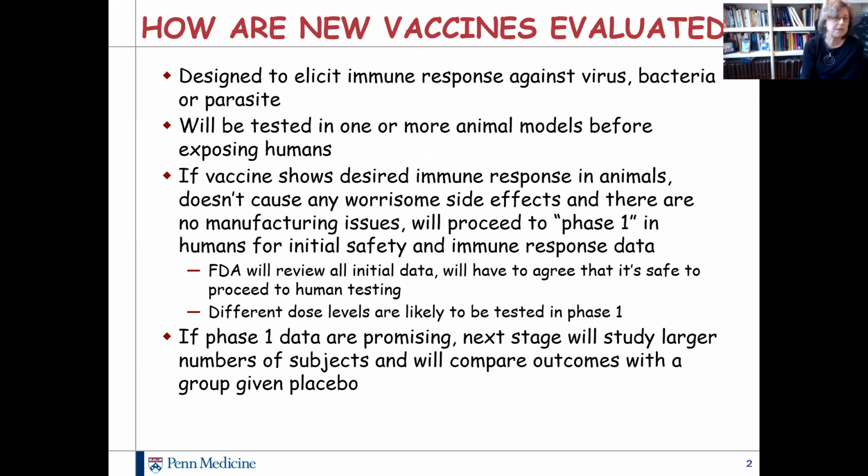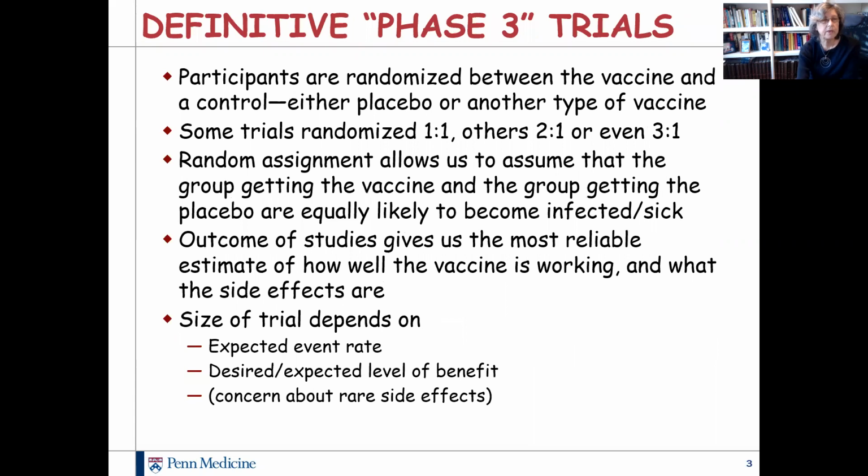Often different dose levels will be tested in phase 1. And if that's promising, the next stage will study a larger number of subjects and will typically be a randomized study comparing outcomes in people who get the vaccine versus a placebo or another vaccine. Some of these phase 3 trials use an imbalanced randomization scheme, 2-to-1 or even 3-to-1, because of the anxiety to get as much safety data as possible on the vaccine.